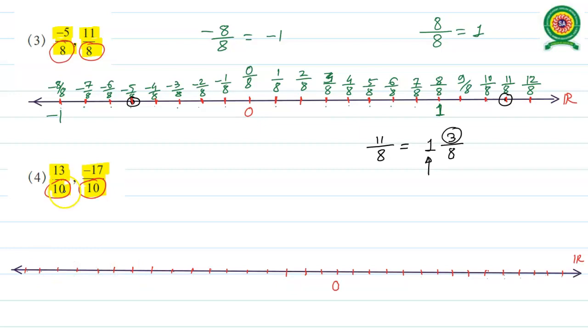Now once our denominator is 10, where should the first unit place be located? We have 10 by 10, which becomes 1. So we have to move 10 places towards the right to locate a 1, and 10 places towards the left to locate a minus 1. Look carefully: 1, 2, 3, 4, 5, 6, 7, 8, 9 and 10. So here we have 10 by 10, which means 1.